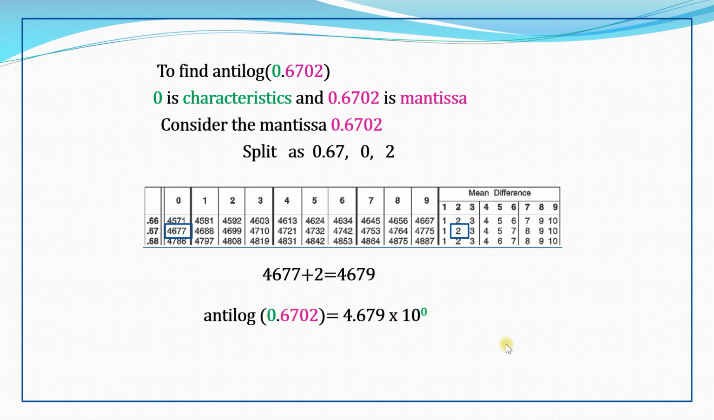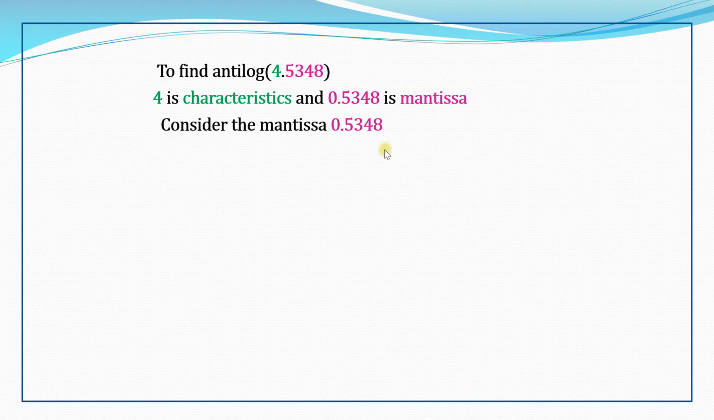Now let's take one more example. Finding the anti-log of 4.5348. Remember, always, the anti-log of any value you have, this is always a logarithm of a number. So 4 is the characteristic here, 0.5348 is the mantissa. And now you are going to consider this mantissa first and split it into 3 parts as I discussed earlier.